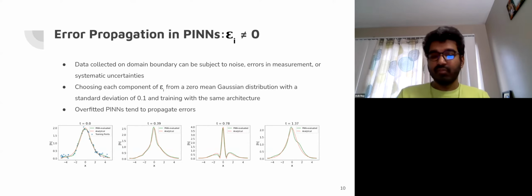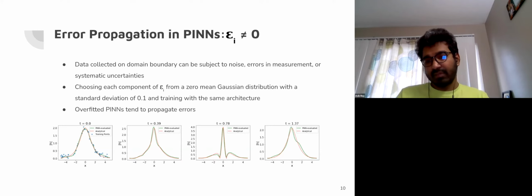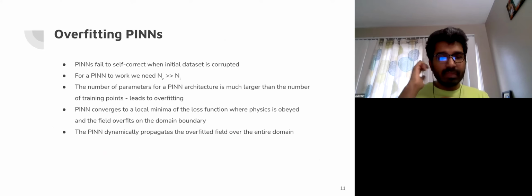And this is for a very small amount of error. So most certainly, if you have larger errors in your evaluation of the initial data, the errors that you will be seeing on later time slices are going to be very high as well. And this is pretty interesting, and we tried to understand why this actually happens. We most certainly saw that PINNs do not have the ability to self-correct when the data is corrupted, right?